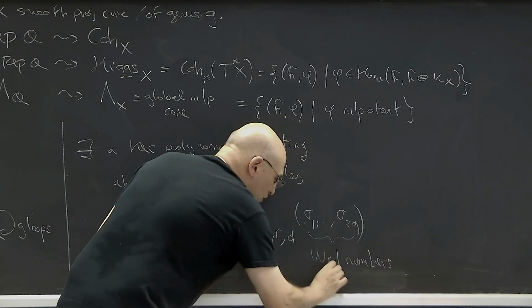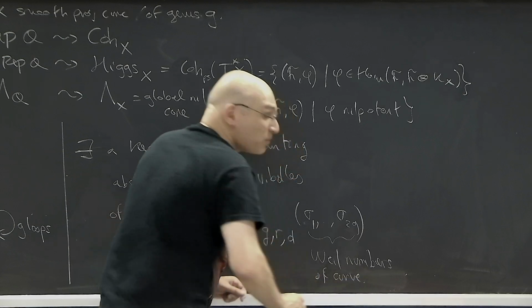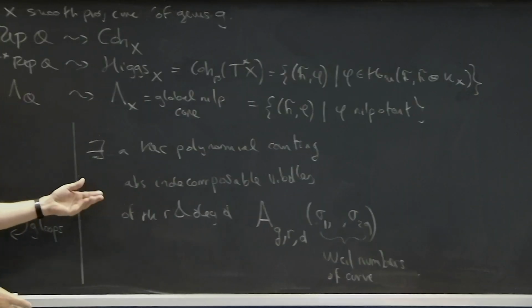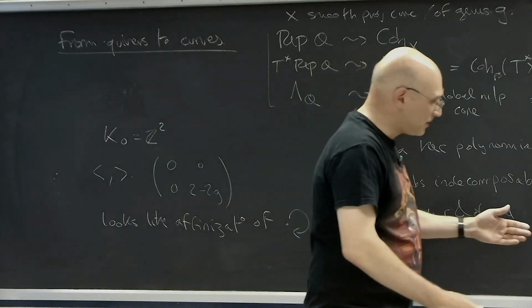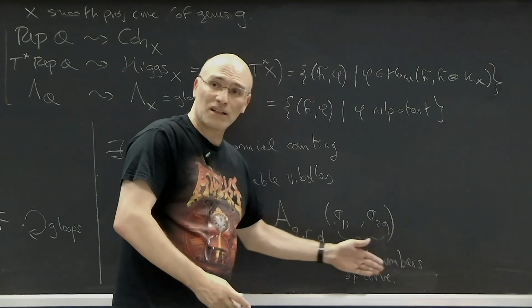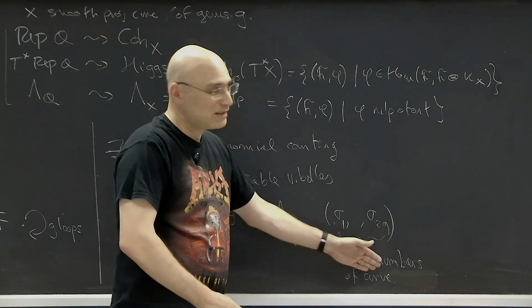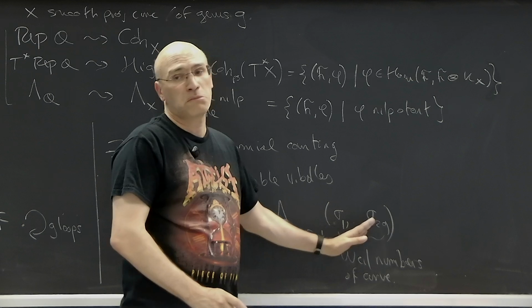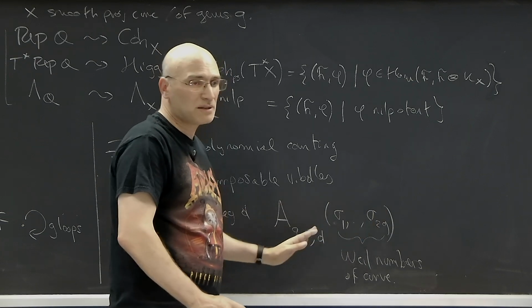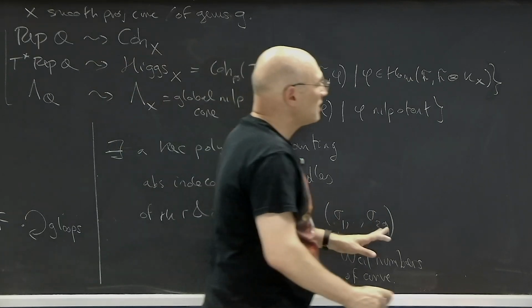So Kac polynomials, of course, you're counting points over finite fields. So your curve is defined over a finite field. And so it has some Weil numbers that give you the zeta function of the curve. And this is a polynomial in the zeta function of the curve, if you want. Okay, so that exists.